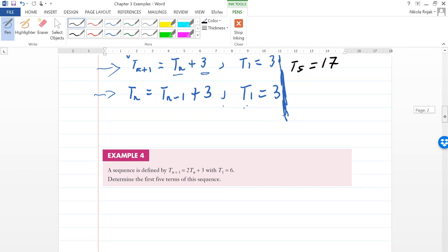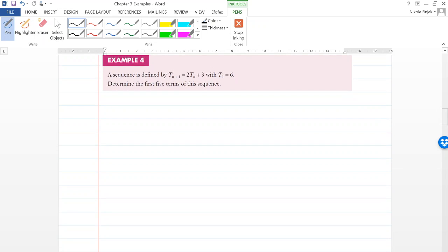A sequence is defined by t of n plus 1 is equal to 2tn plus 3 with t1 equal to 6. Okay, so all this is saying is the next term, tn plus 1, is equal to 2 times the current term plus 3. Okay, so we already know that t1 is equal to 6. And we need to figure out the first 5 terms of the sequence, so 4 more.